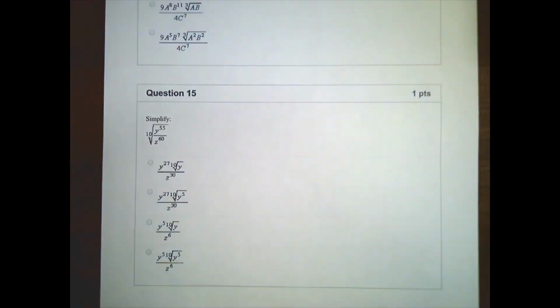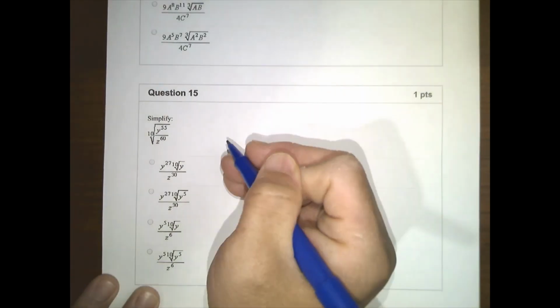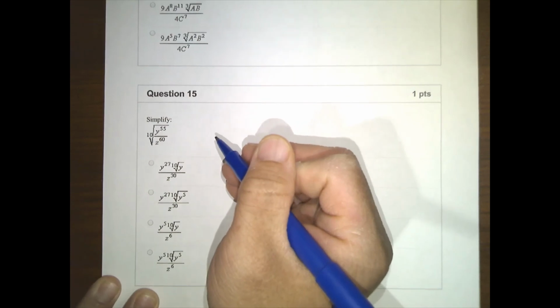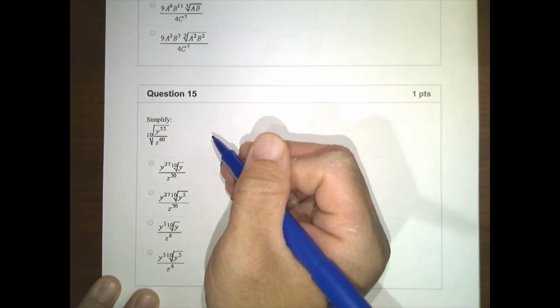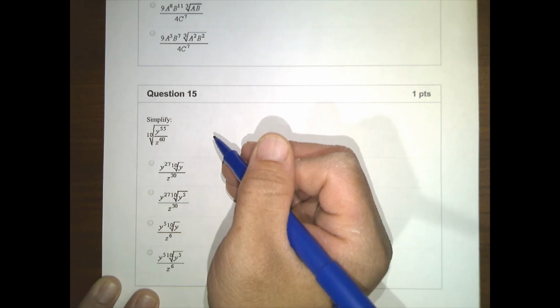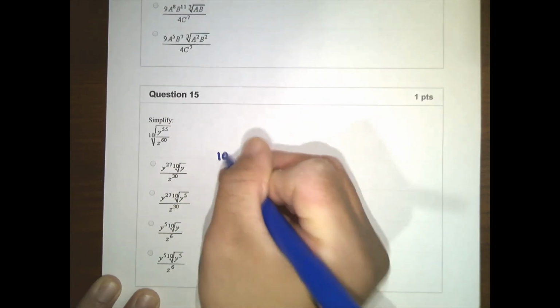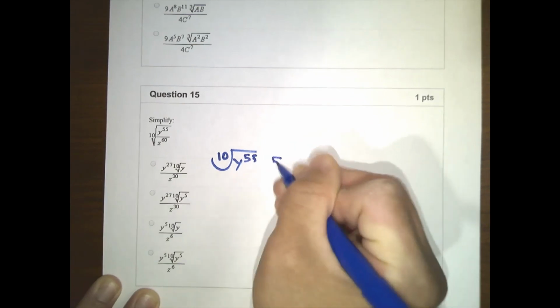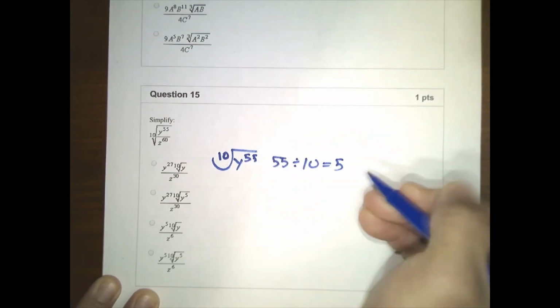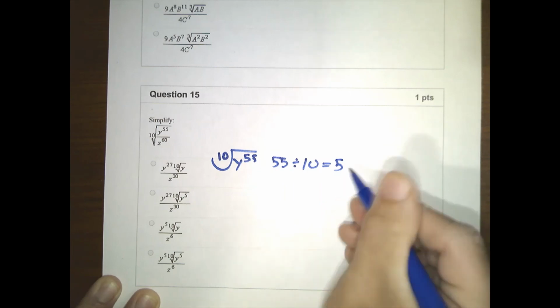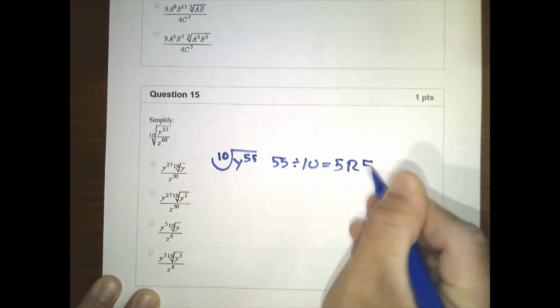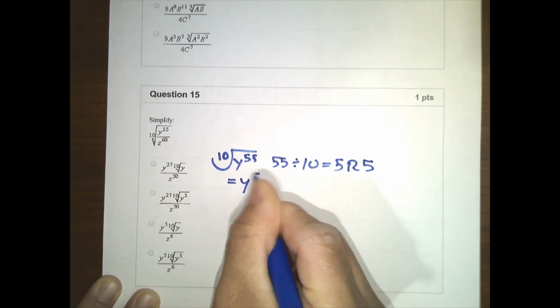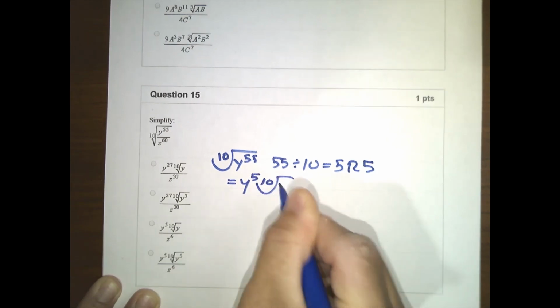All right, so now it is time for the very last problem of this section, and it might look a little bit extreme to you, because it is. It's the 10th root. So this means, just like for the square root we divided the exponents by 2, for the 10th root we need to divide the exponents by 10. So the 10th root of y to the 55, we have 55 divided by 10 is 5 with a remainder of 5. So this will be y to the 5th and the 10th root of y to the 5th.